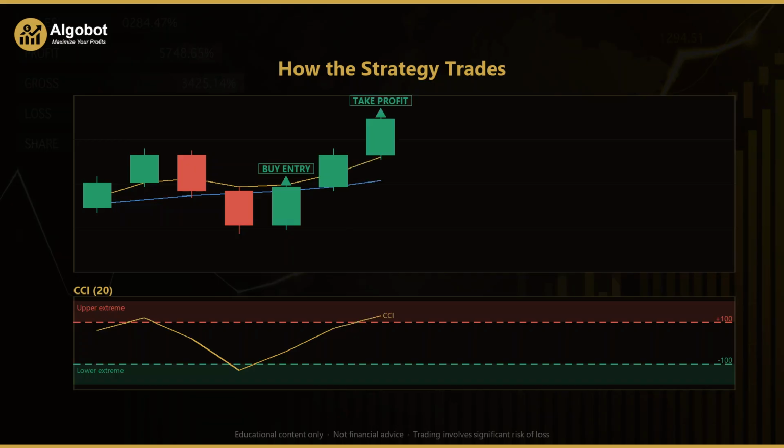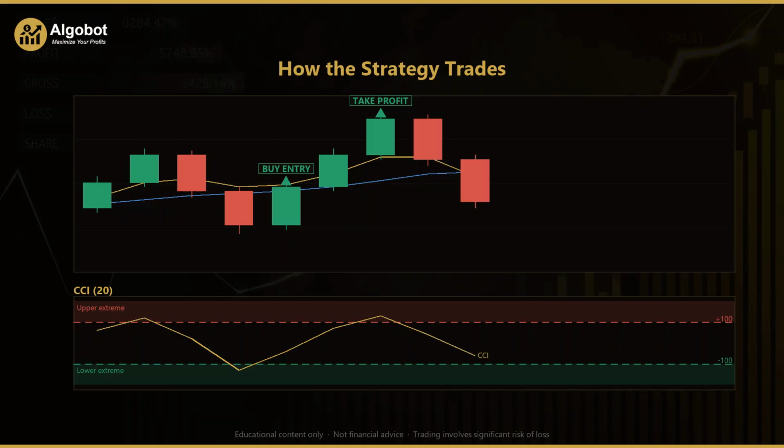Instead, it waits for confirmation. On the next candle, the buyers step back in. Price closes higher than it opened, a bullish candle, and the CCI snaps back up through the negative 100 line. Now every condition lines up. The trend is up. The CCI reached its lower extreme on the prior bar and has recovered, and the candle body confirms momentum returning. The buy entry marker prints right here.